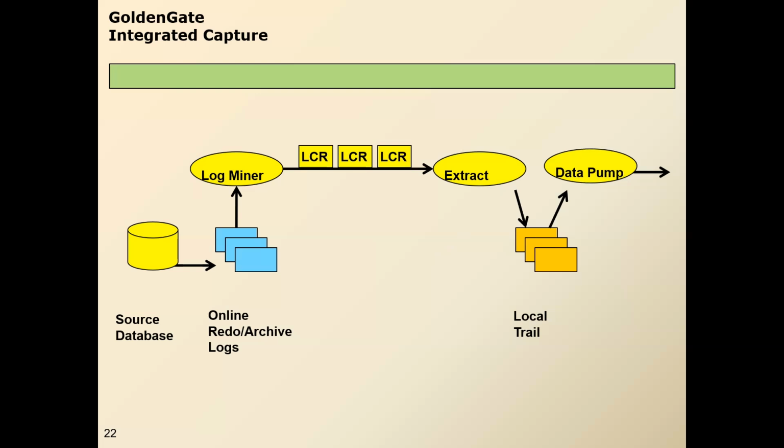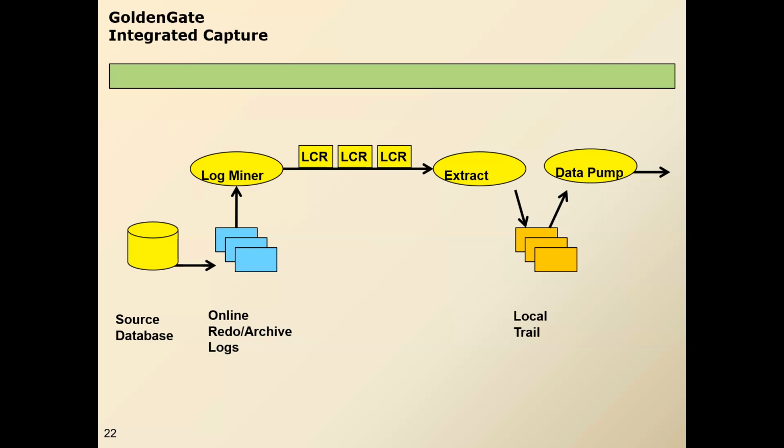Once those changes are written into the local trail file, the data pump process reads the local trail file and sends it over the TCP/IP network. So, the log miner process here. How integrated extract works is that the integrated extract receives the changes from the log miner database. Log miner is basically a copy of your transaction logs, a copy of your redo logs and archive logs, which is internal to the database.